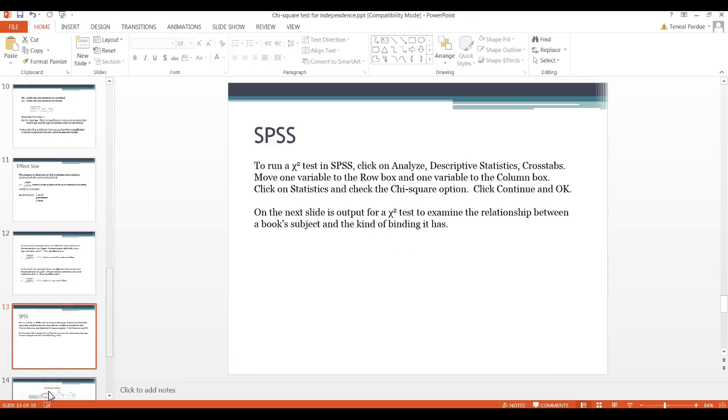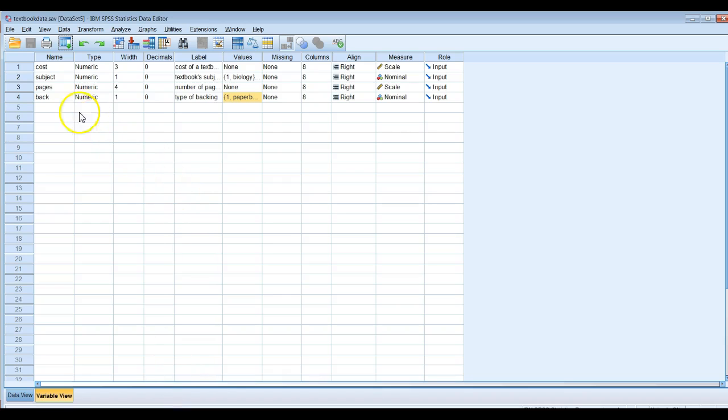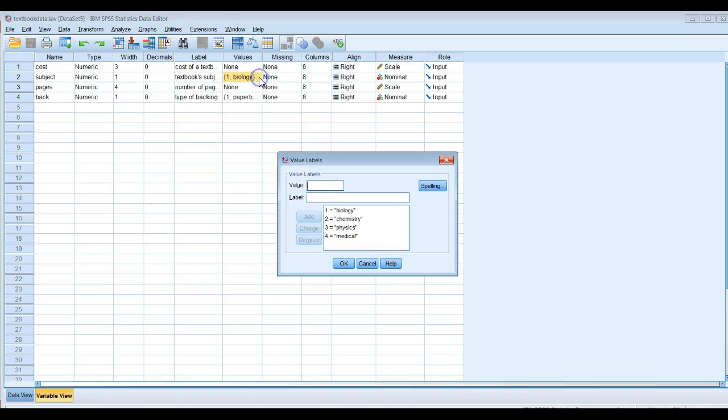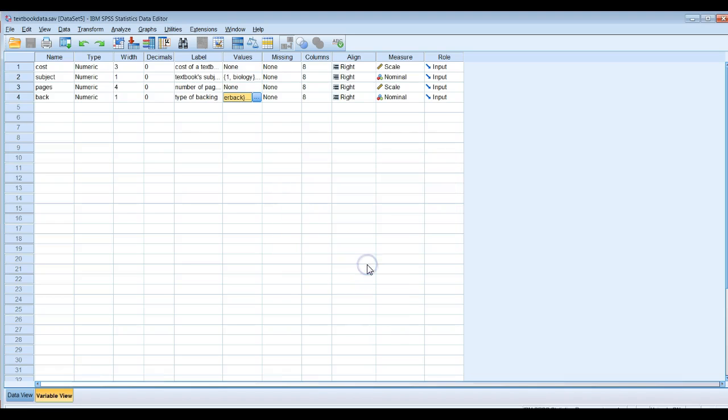Now, to do this in SPSS, I'm going to pull up SPSS and show you how to do this. I've got an example here that has textbook prices in it, and the 2 variables we're going to look at are the textbook subject. We've got textbooks that are biology, chemistry, physics, and medical textbooks. And we've got 2 different kinds of binding. We've got paperback and hardback. And what we want to know in this example is, are the 2 variables related? Is there a relationship between the subject of a textbook and what kind of binding it has?